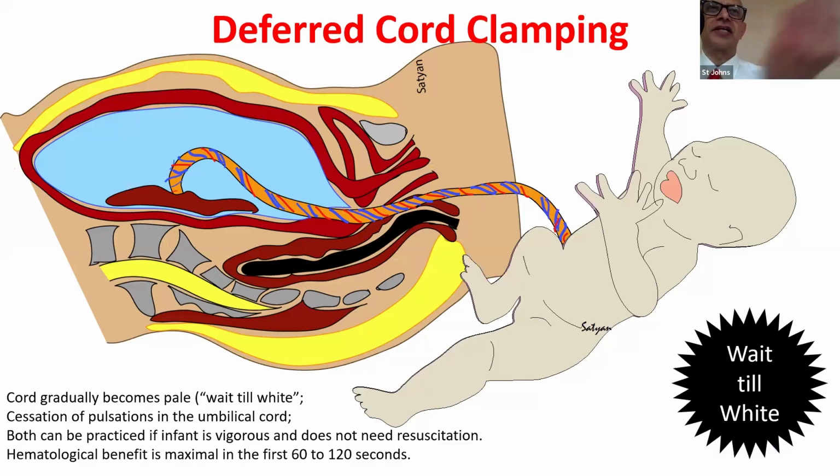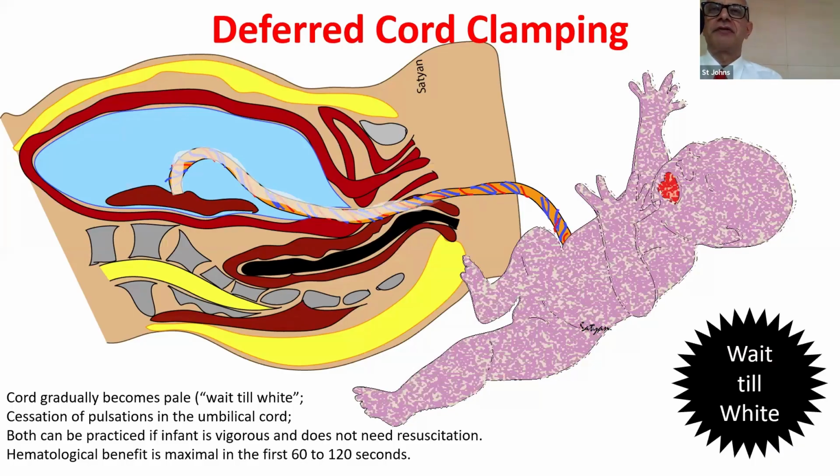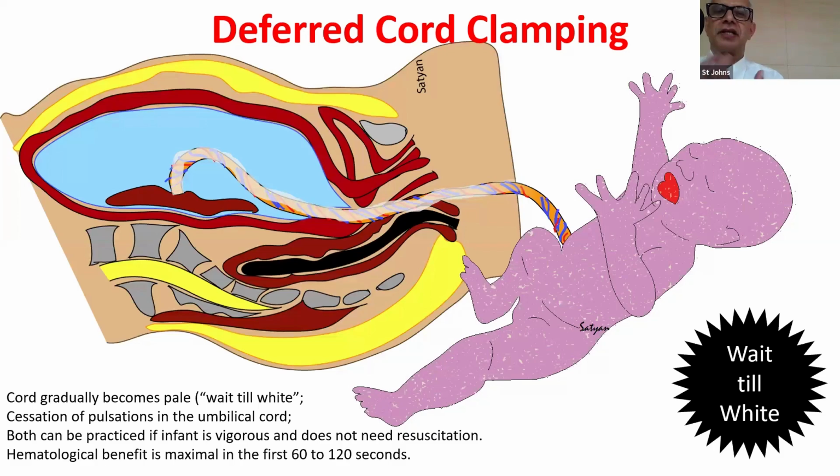In other words, you have this nice colorful umbilical cord. You wait and let the baby cry for a few minutes till the umbilical cord completely turns pale. When the umbilical cord turns pale, then you know that all the blood from the placenta has come out to the baby. And that sometimes takes around 3 to 5 minutes. But for the most part, most of the transfusion occurs in the first minute or two. And that's something that's really important.